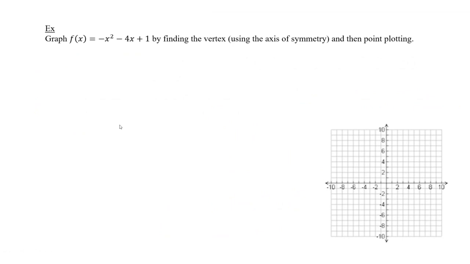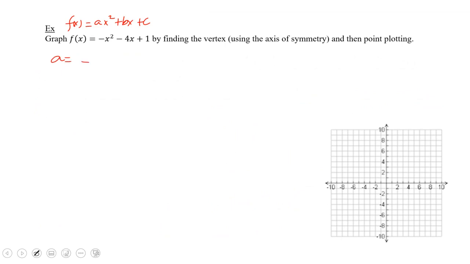Okay, now f of x is given in this function. f of x is given as negative x squared minus 4x plus 1. So compare this to the general form of the quadratic function, f of x equals ax squared plus bx plus c, and find a. How much is a?